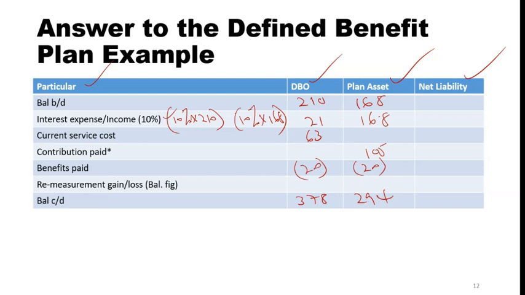Okay, now the remeasurement, this one is a balancing figure. Okay, in this case, this one, it is a balancing figure. So let us now determine the net liability section. All right, but we can go to the net liability section before we determine the balancing figure for the remeasurement gain or loss. So let us use our calculators to determine what figure we can have as a balancing figure.